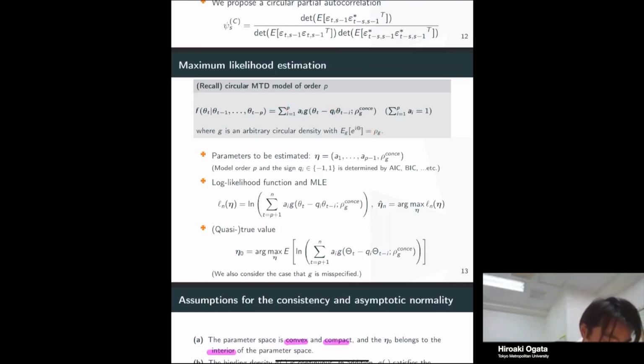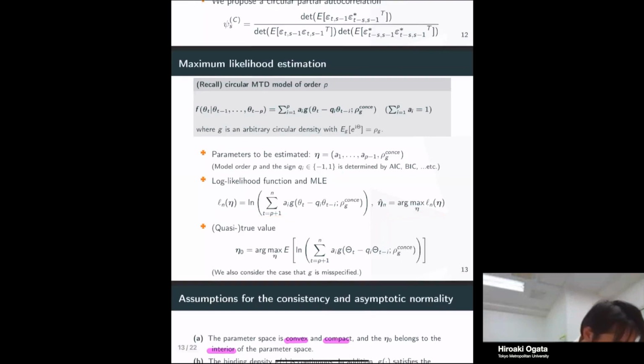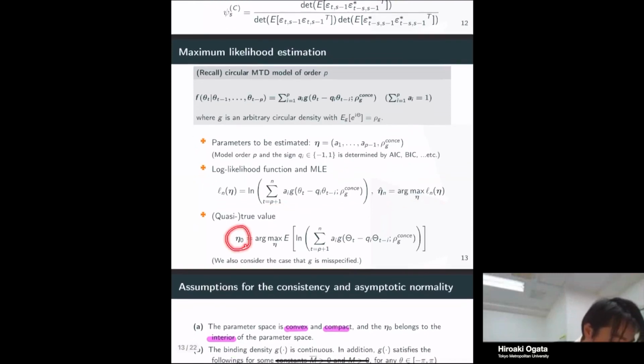The order P and the sign Q are not to be considered as parameters. These two objects are determined by information criteria, such as AIC and BIC. The log likelihood function is written like this, and the maximizer is the MLE. The true value, eta 0, is the maximizer of the expectation of this one.